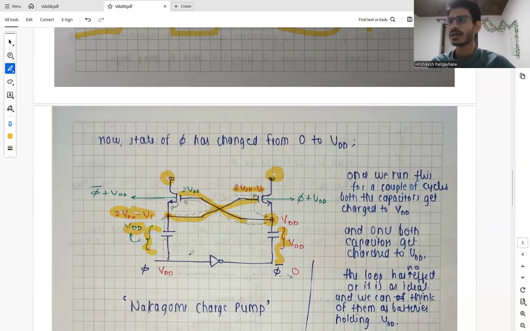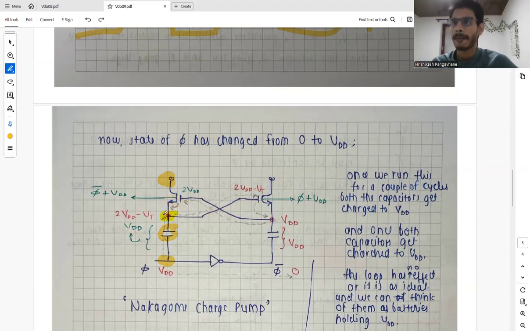Once we run this circuit for a couple of cycles, both the capacitors get charged to a value VDD. And once both capacitors get charged to VDD, that's what we wanted, right? We wanted this capacitor at VDD. So if we have phi over here, then at this point we will get phi plus VDD.